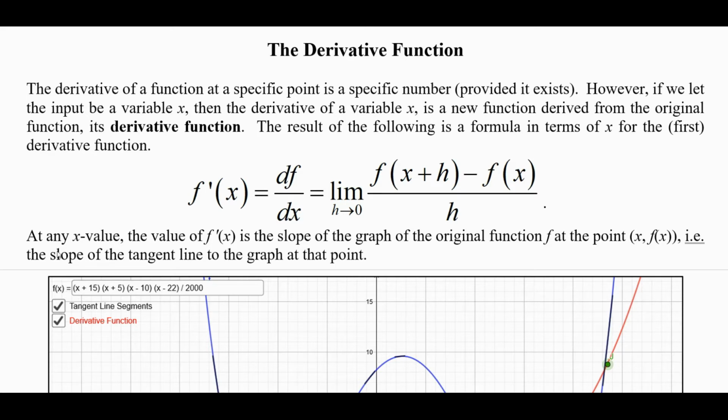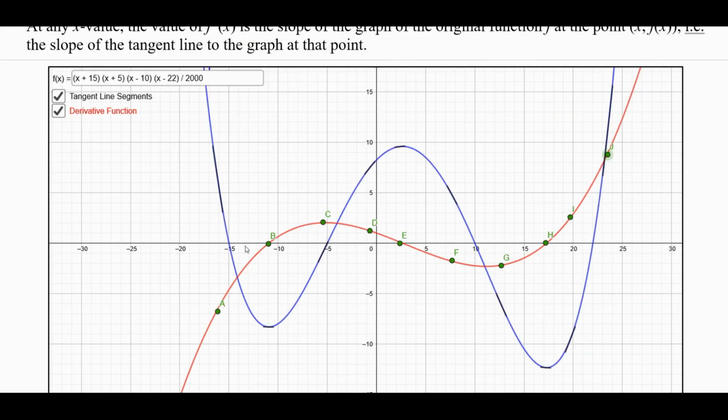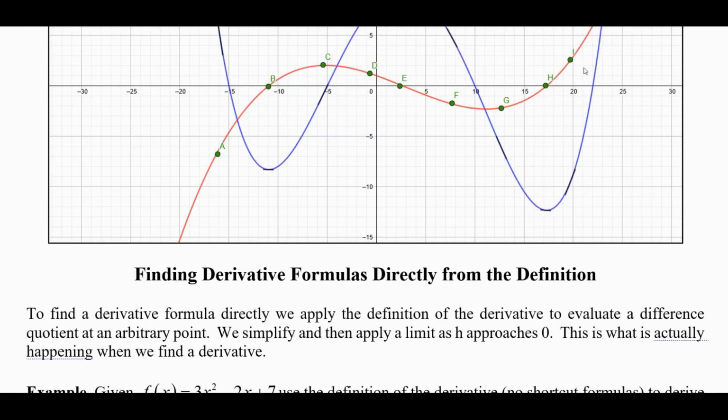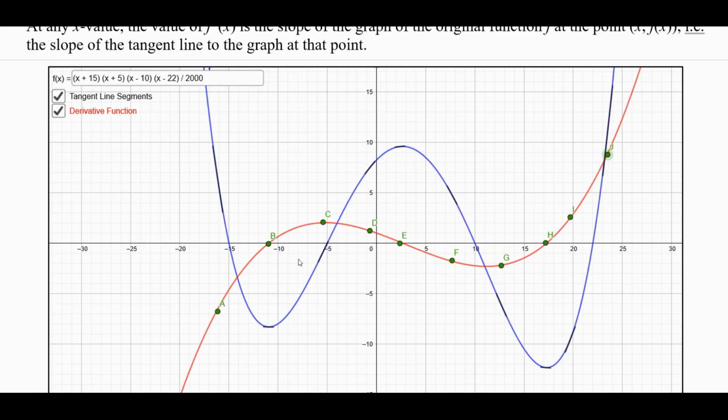So at any x value, that value of f prime of x is the slope of the graph of the original function at that point. In other words, the slope of the tangent line. So here we have the original function in blue, and at each of these points where I have a little green dot, it's the slope of this little tangent line segment. If I had those perfectly on the line, they would be the slope of the tangent line to the curve. And if we do that for infinitely many points, we get the graph of the derivative function.